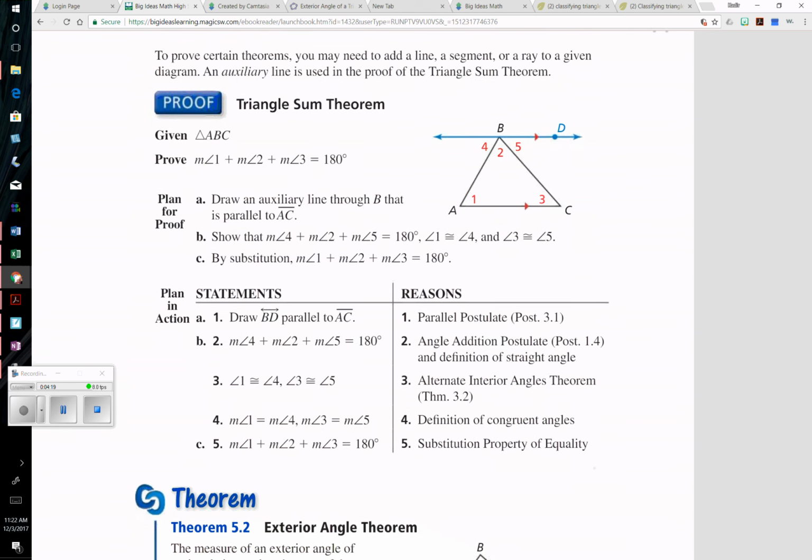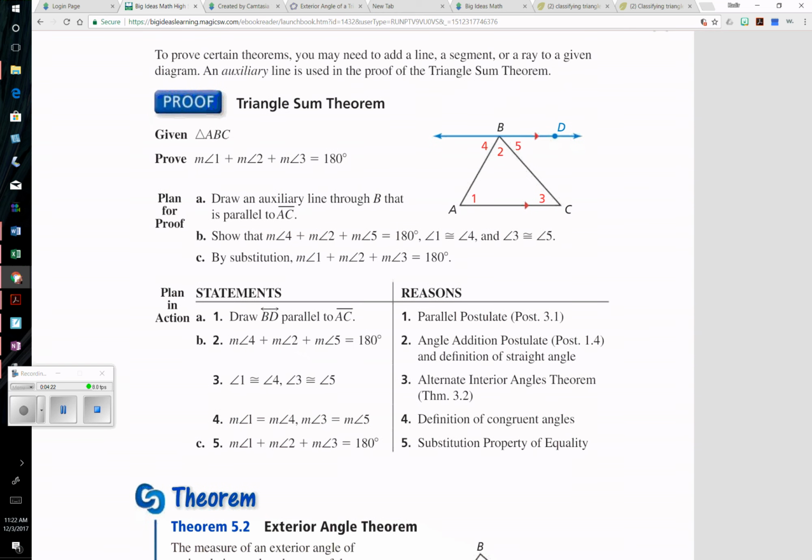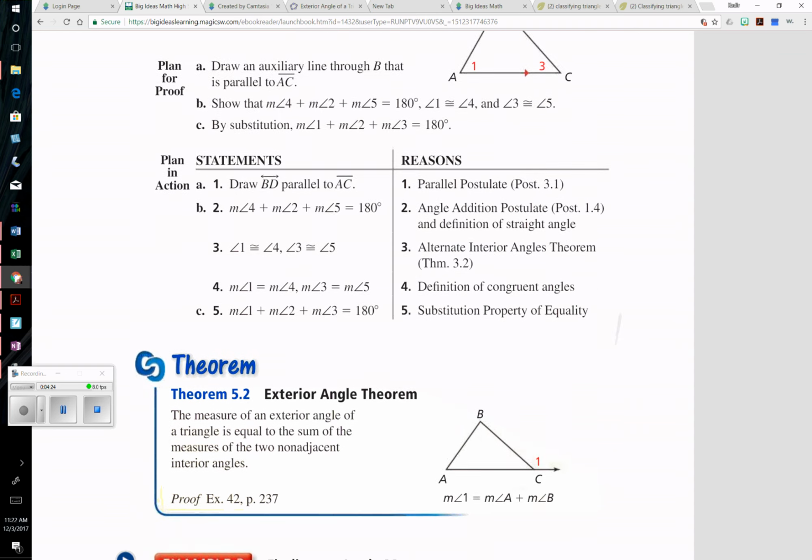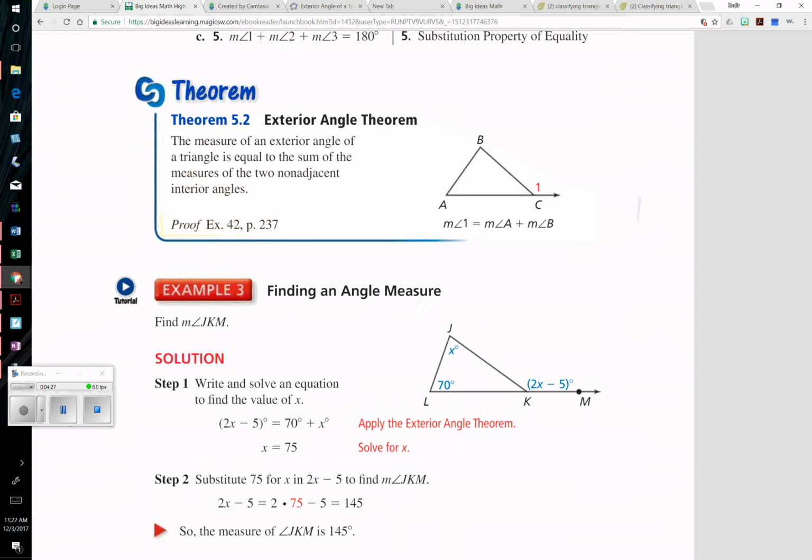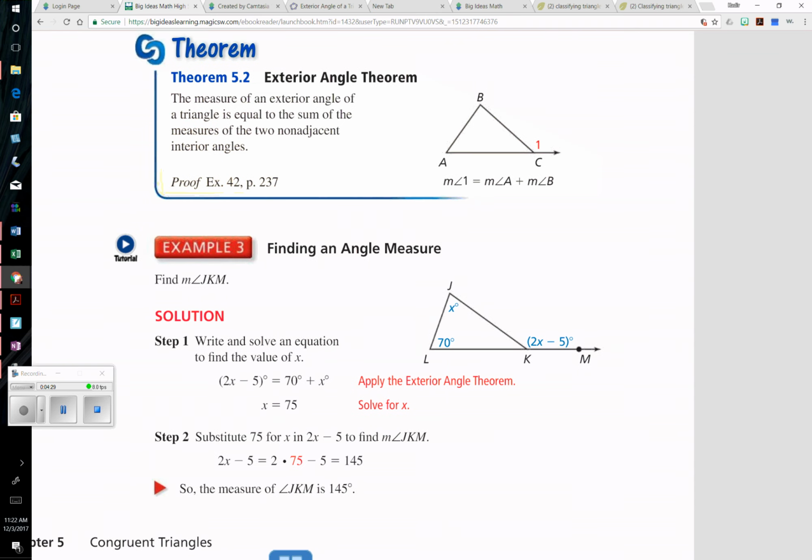The next thing is, after you look at this proof of the theorem of the triangle's interior angles, you could actually use it to prove the next theorem, which talks about the exterior angles of a triangle theorem. And if you look, there's an angle here in red that's labeled angle 1. And in this, they're saying that angle 1 is an exterior angle, and whatever it measures equals the sum of angle A and angle B.